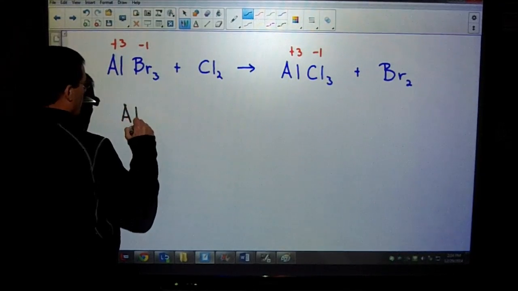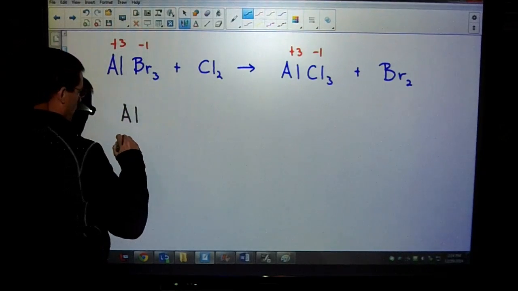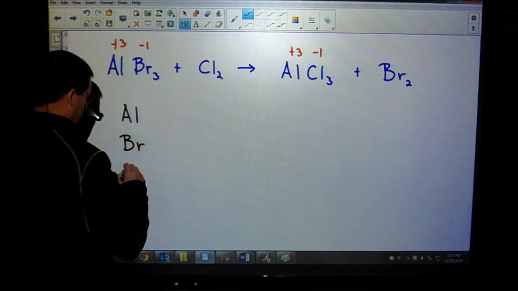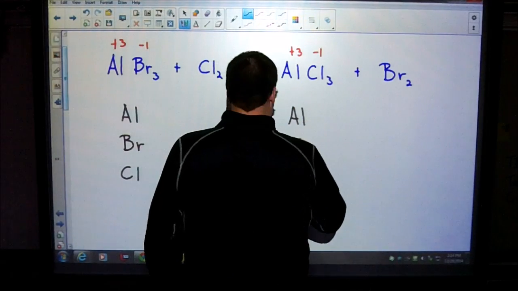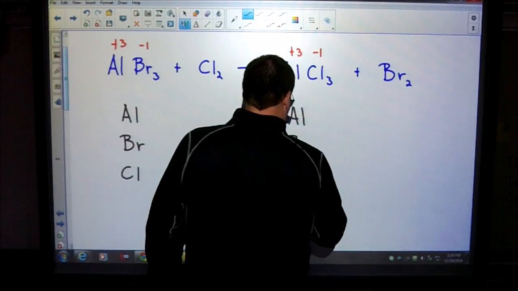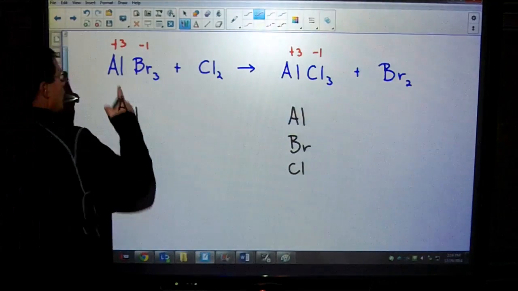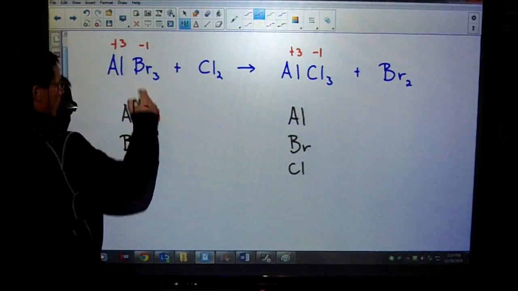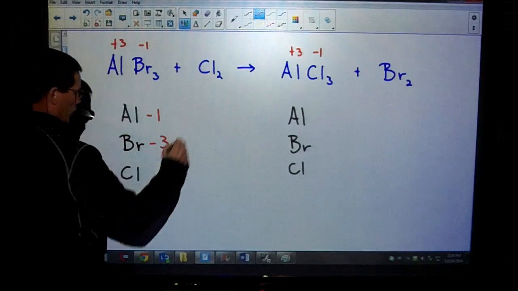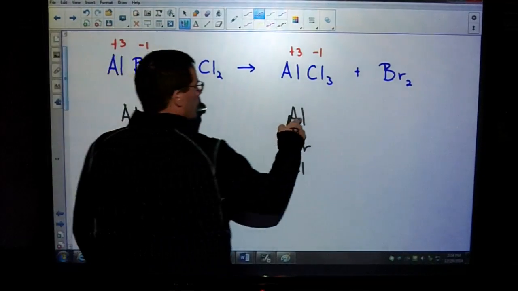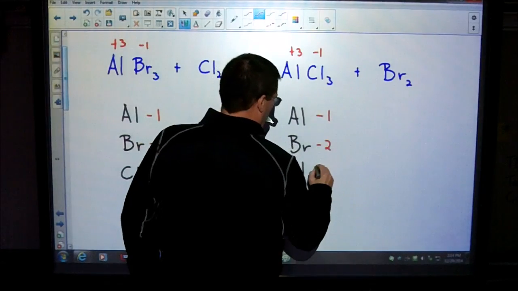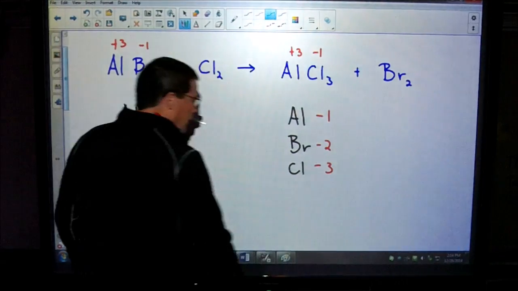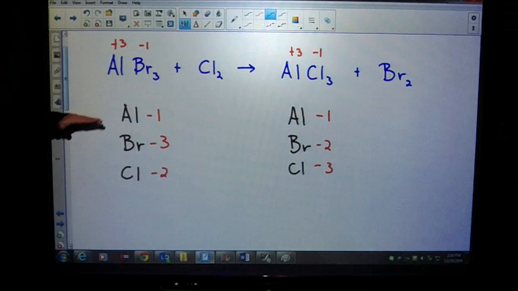So we have aluminum, we have bromine, and we have chlorine. Over here, let's put it in the same order. Now let's get our numbers. So we have 1 aluminum, 3 bromine, 2 chlorine. On this side we have 1 aluminum, 2 bromine, and 3 chlorine. So it looks like in this case the aluminum is quite happy.